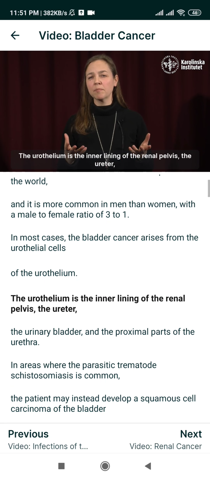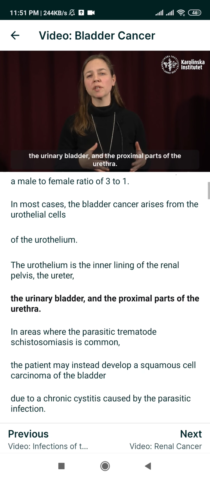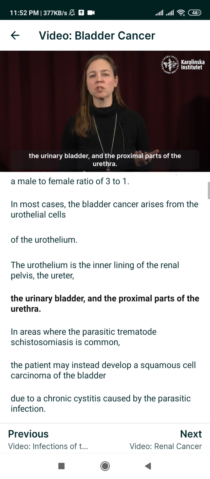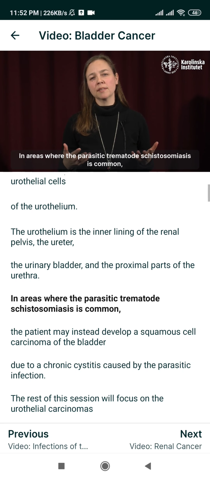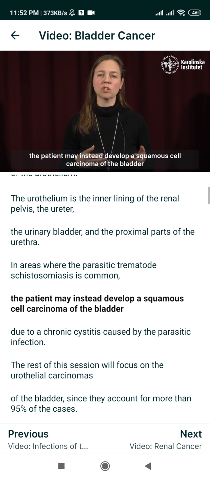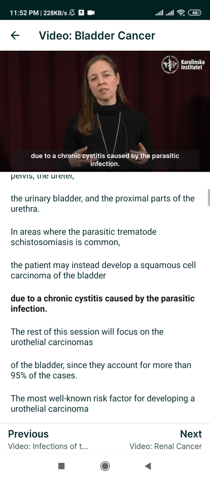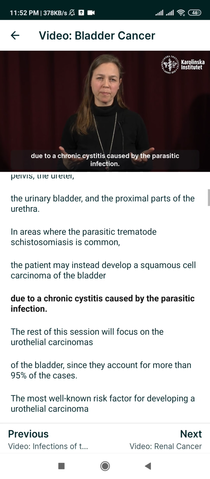The urothelium is the inner lining of the renal pelvis, the ureter, the urinary bladder, and the proximal parts of the urethra. In areas where the parasitic trematode schistosomiasis is common, the patient may instead develop a squamous cell carcinoma of the bladder due to a chronic cystitis caused by the parasitic infection.